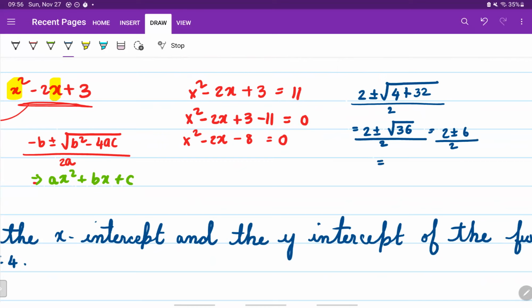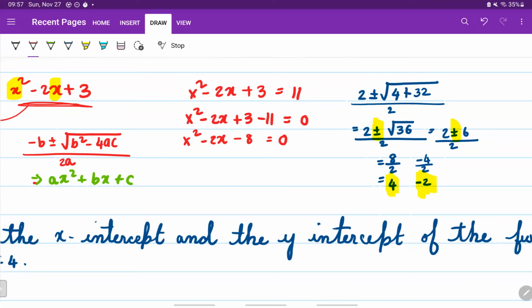So I intentionally didn't do plus 6 or minus 6 because we already have a plus or minus. But if you didn't have a plus or minus, then you would have two conditions where root 36 would be plus 6 and minus 6. So let us first do 2 plus 6, which is 8 by 2, which gives you 4. And then we have 2 minus 6, which gives you minus 4 by 2, which is negative 2. So our roots are 4 and negative 2.